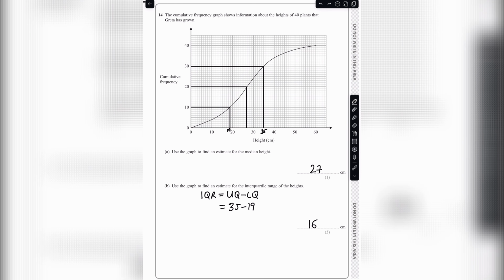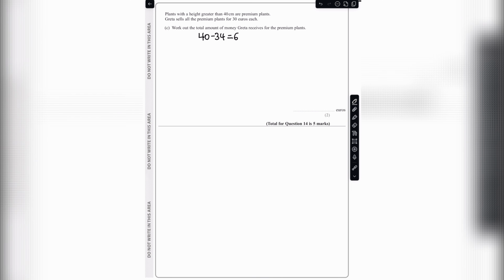So the first thing we need to do is determine the number of plants that have a height greater than 40 centimeters, and that can simply be determined by drawing a straight vertical line from the point 40 on our x-axis to the curve, and then we'll draw a horizontal line to the y-axis, and that value can simply be seen as 34. So the total number of plants greater than 40 centimeters is 40 minus 34, which is 6. And given that Greta sells all the premium plants for €30 each, we need to multiply 6 by 30, and that gives us a value of 180. So the final answer is €180.